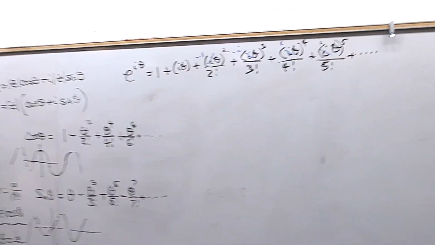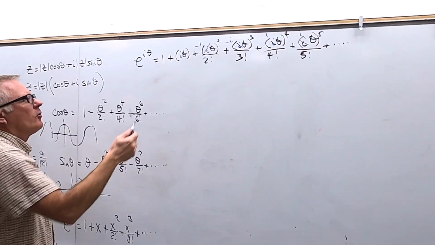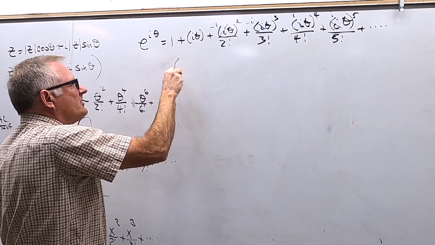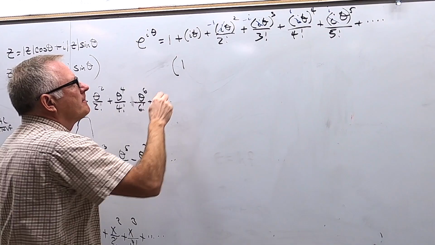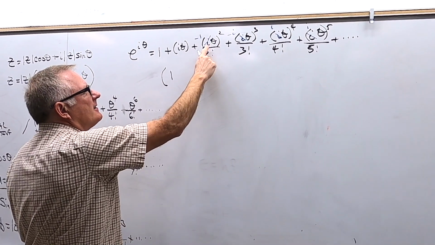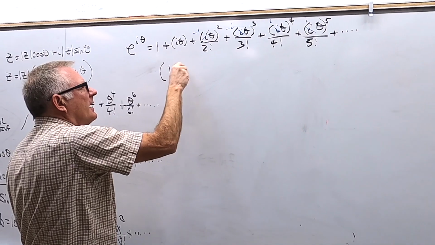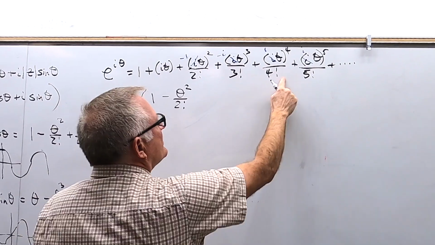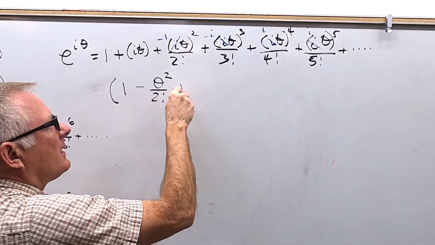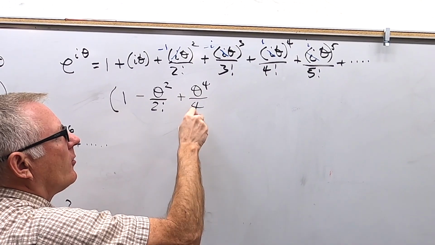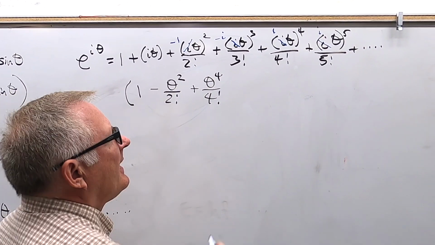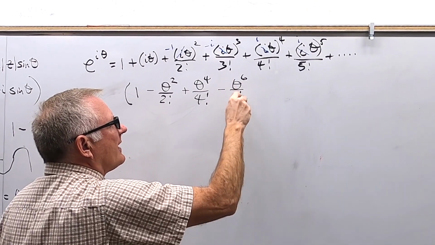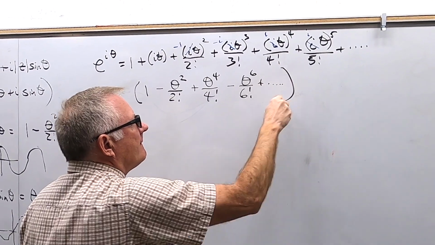Okay, so now what I'm going to do is factor out all the ones that don't have the I in them. If we factor out first the ones that don't have the I, you get 1. This one doesn't have an I in it because this came out to be just minus 1, so this is minus theta squared over 2 factorial. This one over here is just 1, so that's plus theta to the 4th over 4 factorial. And the next one would have been a minus theta to the 6th over 6 factorial plus dot, dot, dot.